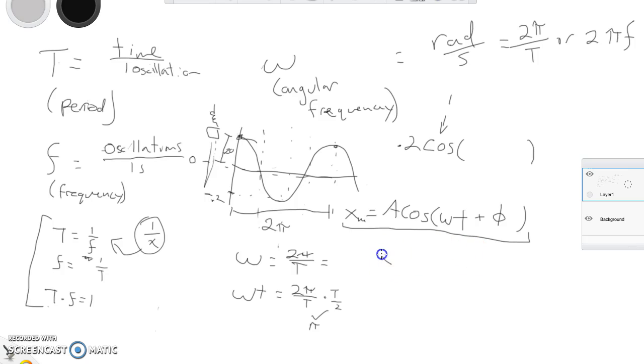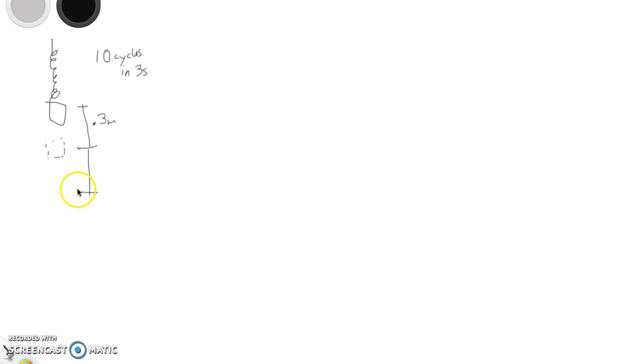Just as a refresher, A stands for amplitude. This is angular frequency. And this is phase shift. Okay, so let's try this out.